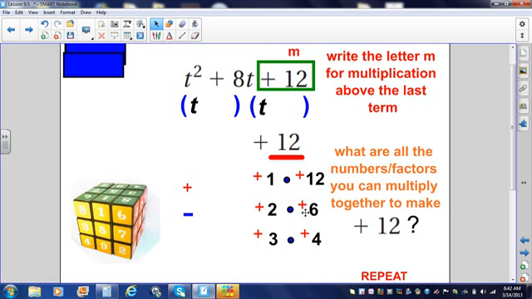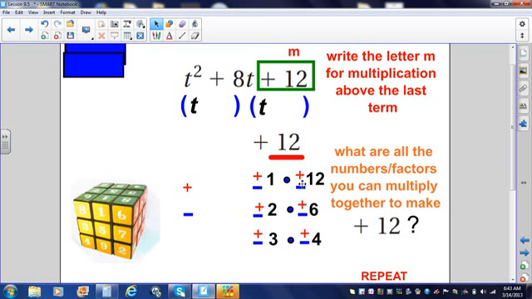But can we multiply a negative by a negative to give us a positive? Sure we can. So we also need to write negative 1 times negative 12 gives us positive 12. Negative 2 times negative 6 gives us positive 12. And negative 3 times negative 4 also gives us positive 12.